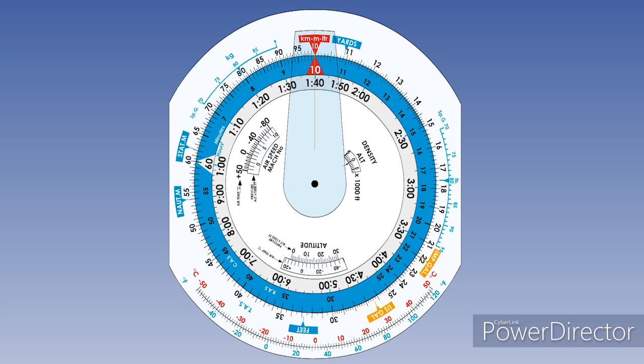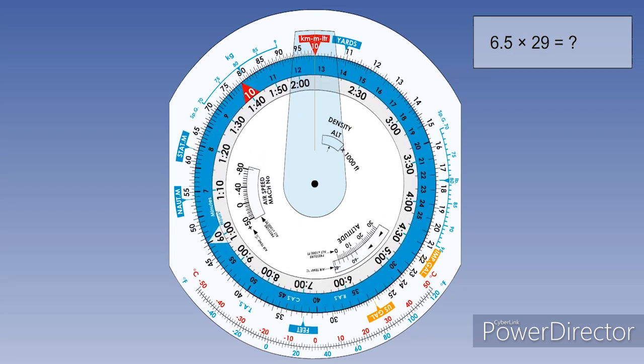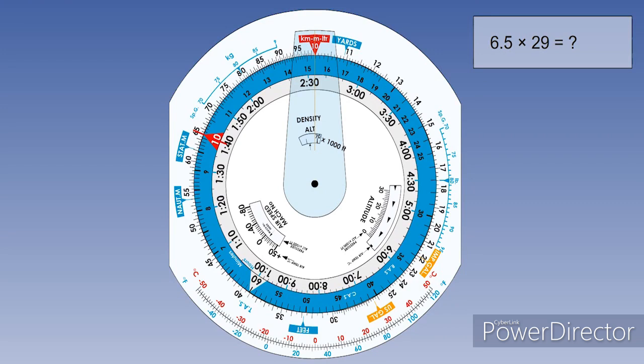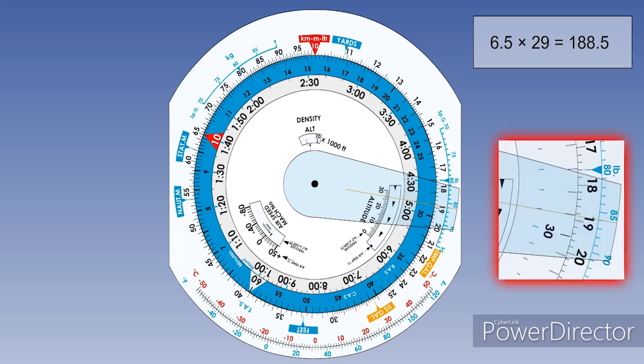Remember that you'll need to make a rough estimate of the answer to establish where the decimal point will be. We'll try an example. Let's multiply 6.5 by 29. 6 multiplied by 30 equals 180, so the answer will be roughly 180. Set the 10 index on the inner scale against 6.5 on the outer scale, and read off the answer on the outer scale opposite 29 on the inner scale. The correct answer is 188.5. Note that using the cursor can sometimes help you to read the answer more precisely.